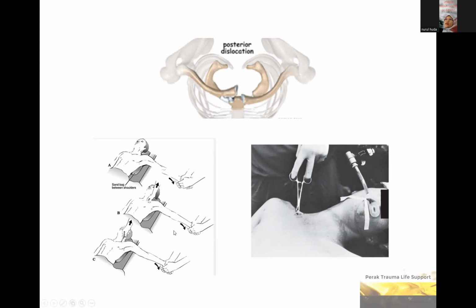So this is the image of how we perform closed reduction of the posterior dislocation of the clavicle. We have to abduct and extend the shoulder, and we pull the clavicle up, okay, using fingers or using bone forceps. If the closed reduction fails, then we have to perform open reduction, which usually can be done by the orthopedic team.